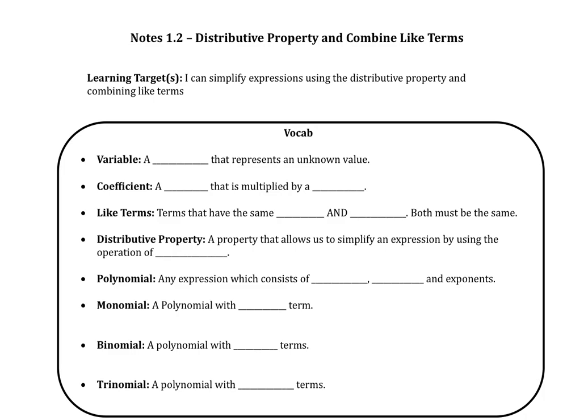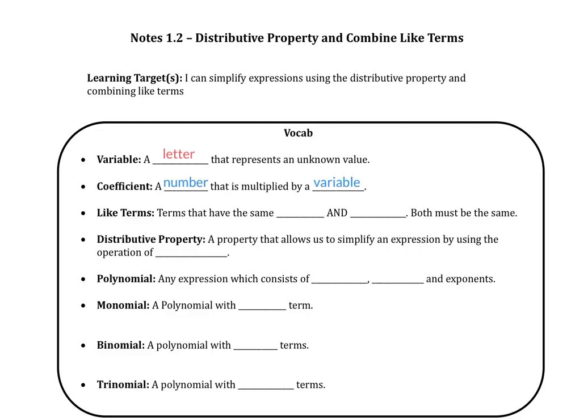Today we're going to be talking about the distributive property and combining like terms. We're going to start first with vocabulary. A variable is just a letter that represents an unknown value. The most common variables we use in Algebra 1 are x and y.